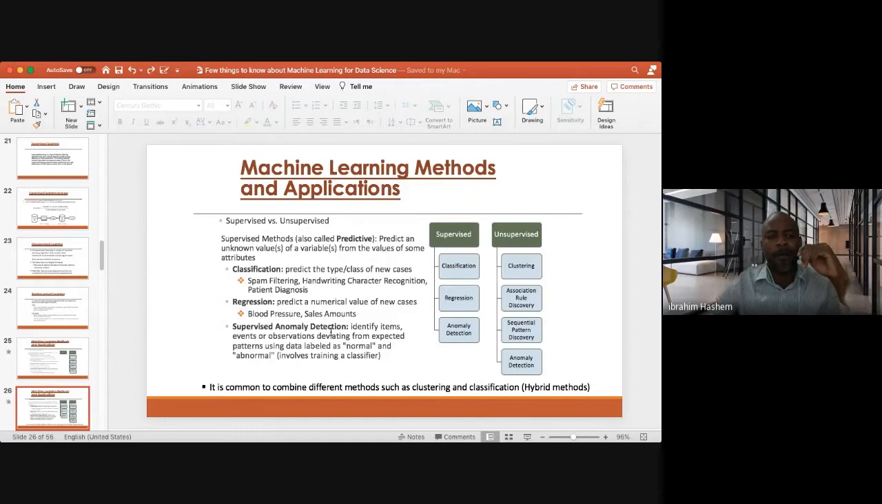We also have supervised anomaly detection. This is commonly used when we identify items, events, or observations diverting from the expected patterns using the data label. So in the case of having a label, your anomaly detection techniques can be a supervised kind of anomaly detection. But if you don't have a label, then it is unsupervised learning.